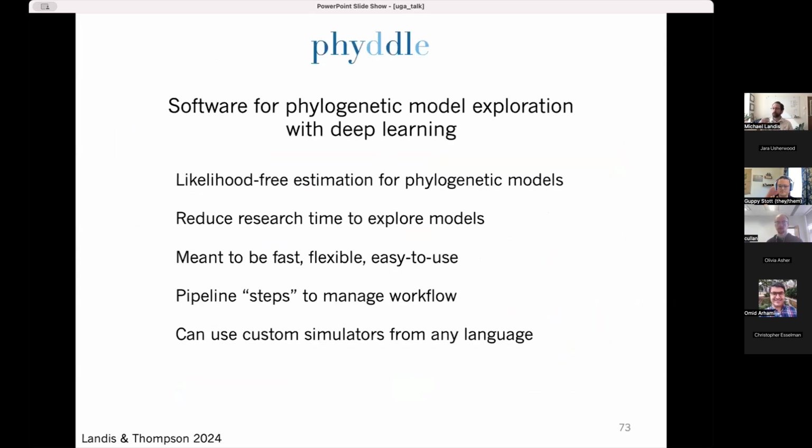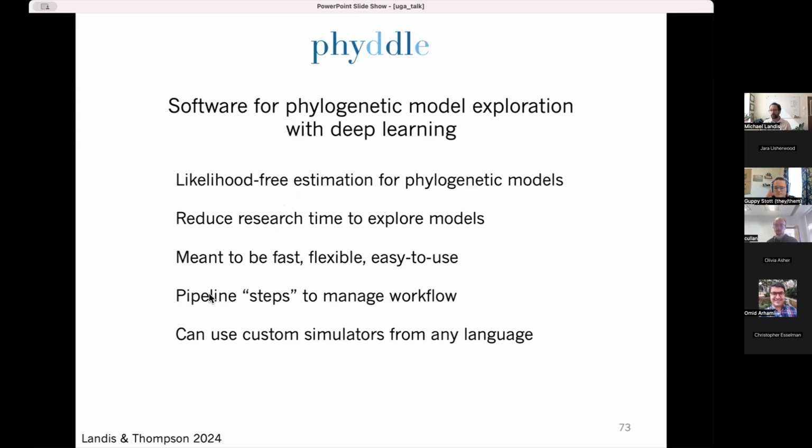And because of that, Ammon and I developed a new pipeline called Fiddle, which is designed to let people rapidly prototype simulation-based deep learning analyses to explore models that are otherwise not accessible through traditional likelihood-based approaches. The main goals of this are the standard ones you'd expect for inference software. We want it to be relatively fast, flexible, and easy to use.